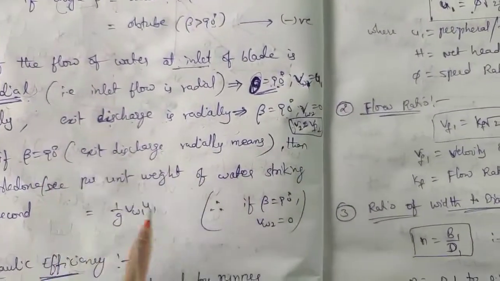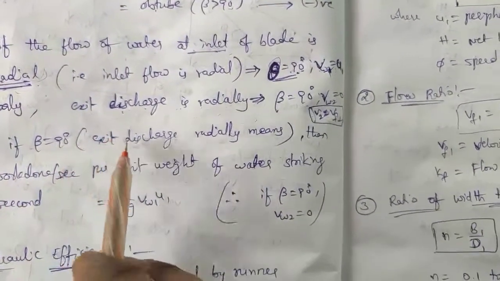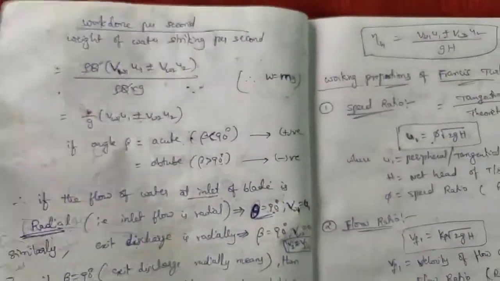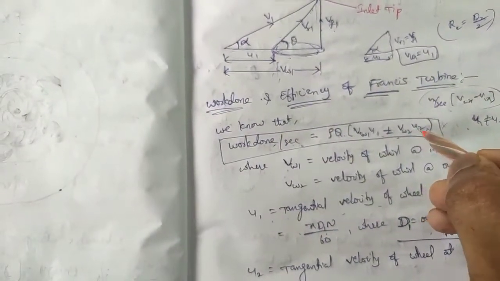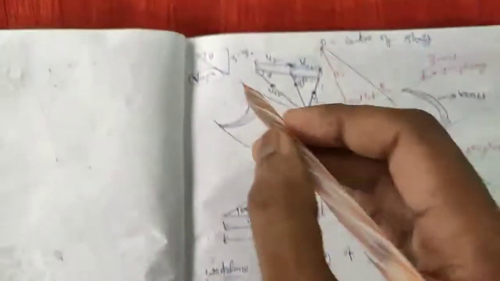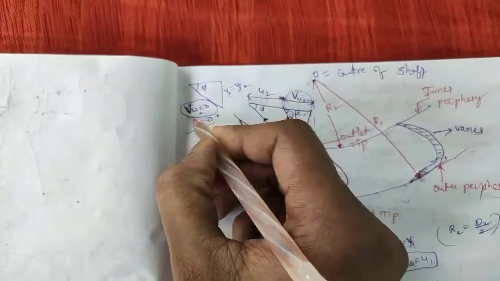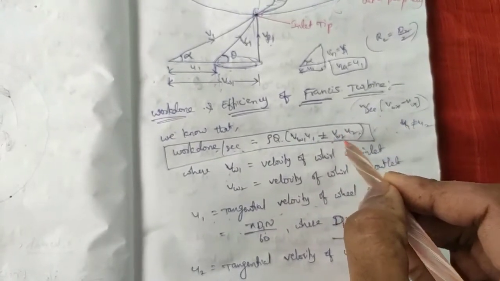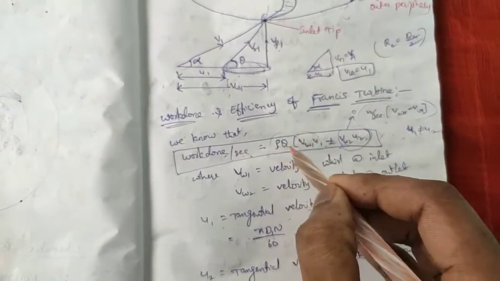So if beta equal to 90, that means exit discharge radially, then the work done per second equal to... when the exit discharge is radial, VW2 term is 0. So this VW2 term equal to 0 substituted in this equation, this entire term is 0. So finally we obtain rho Q VW1 U1.